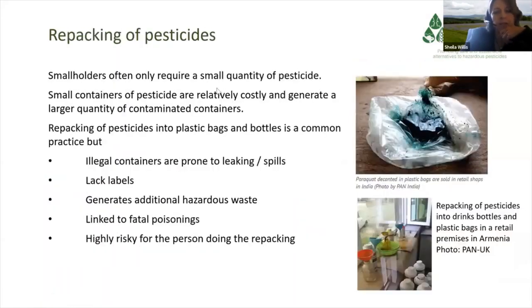Another hazard that comes in relation to containers is the repacking of pesticides. Often smallholder farmers only require a small amount of pesticide when they purchase it. And a common practice is to decant the pesticide into a smaller container, maybe a Coca-Cola bottle or a plastic bag. Of course, that's an incredibly hazardous process and you end up with an inappropriate container that may leak. It hasn't got the label or the safety information. And this is a really common source of poisoning in my experience.